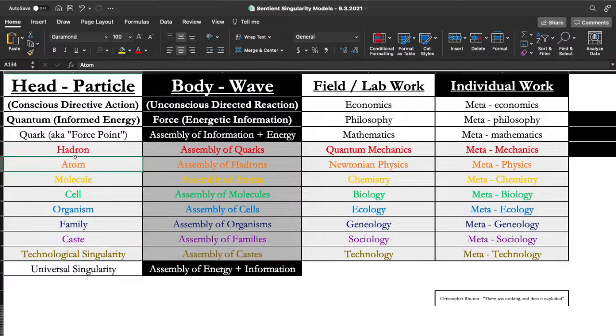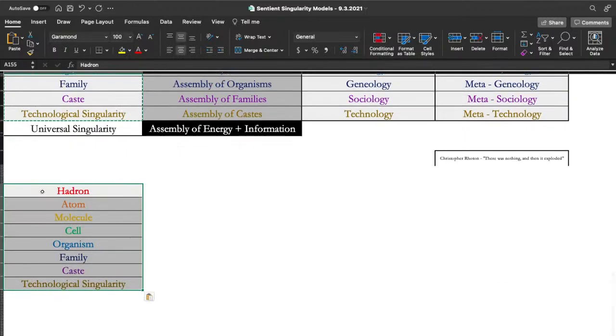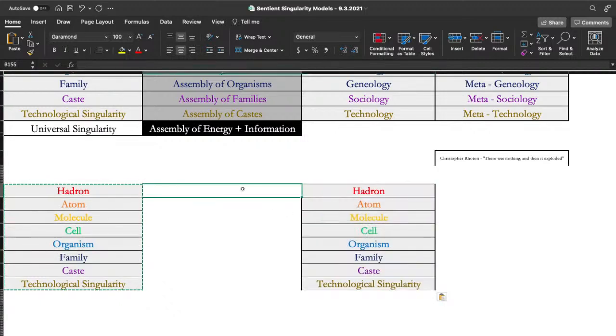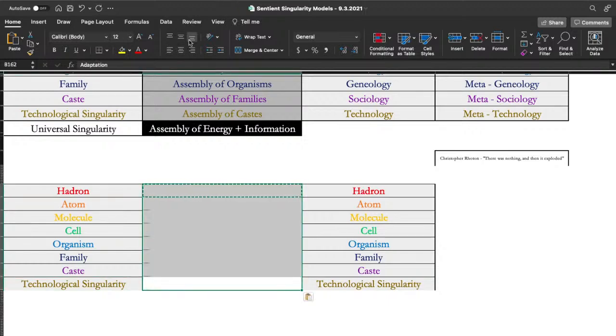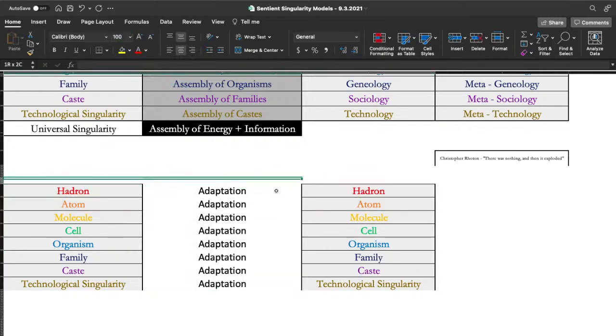So basically, if you're looking at this, everything horizontal here, all across all hadrons, would be adaptation. And then, there we go. So everything horizontal, all horizontal movement.